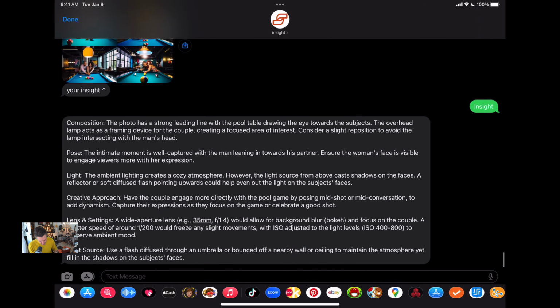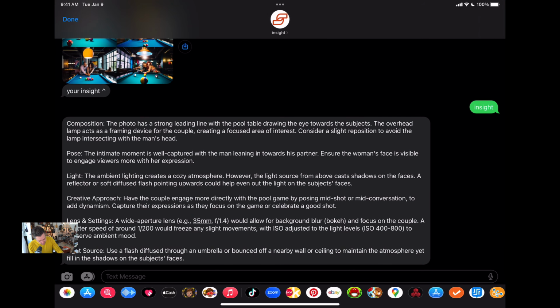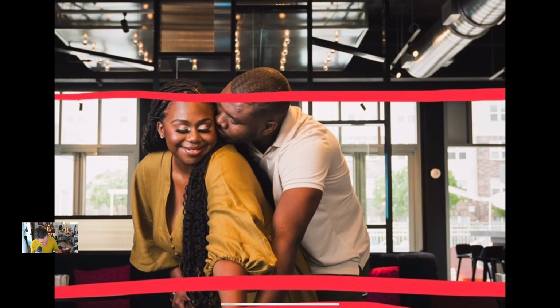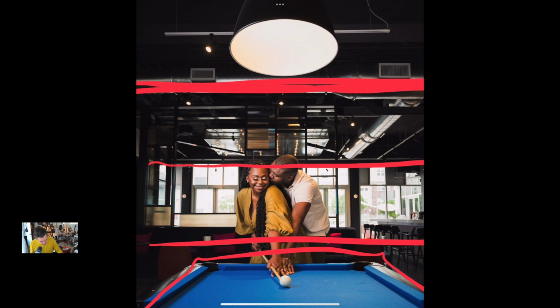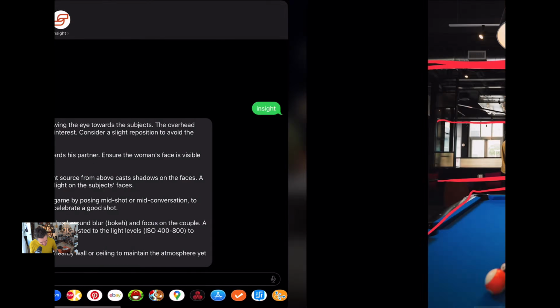Okay. The Insight critique: the photo's strong leading line with the pool table draws the eye toward the subject. The overhead lamp acts as a framing device for the couple, creating a focused area of interest. Pose: consider a slight reposition to avoid the lamp intersecting with the man's head. I didn't even notice that. What is it talking about? I think it might be a little confused with what is above here. And yes, you are kind of cutting the head off with the subframing of the windows, but it's not as distracting because it's the second degree of framing instead of the main dominant lines.